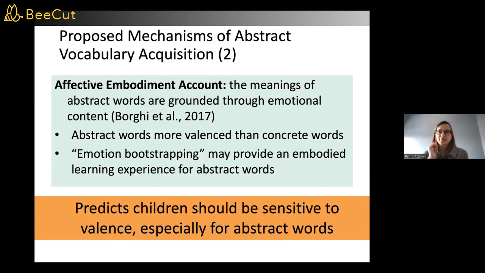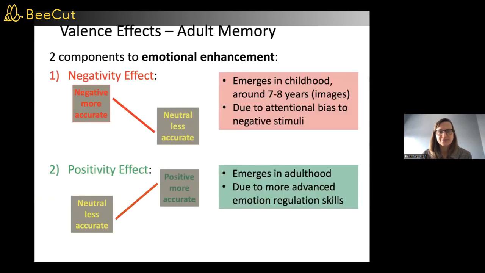And the prediction from this account is, again, one we can test. It's the idea that children should be sensitive to valence, especially for abstract words. And we can test children's sensitivity, and that's what we did next. So we wanted to test children's sensitivity to emotion information or valence, but realized quite quickly, looking at the literature, that there hadn't been much work like this.